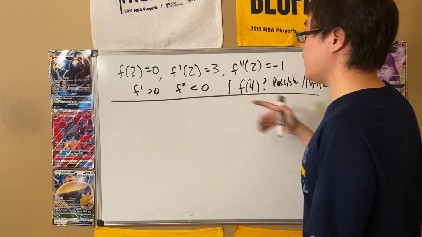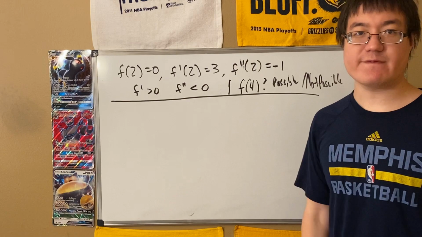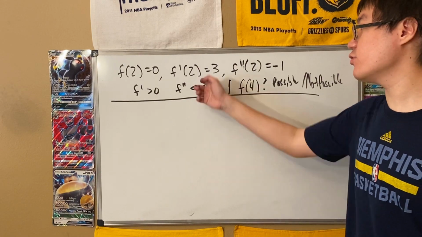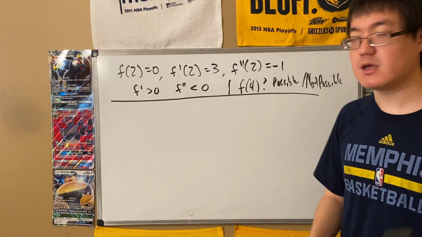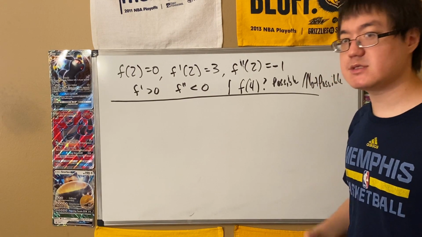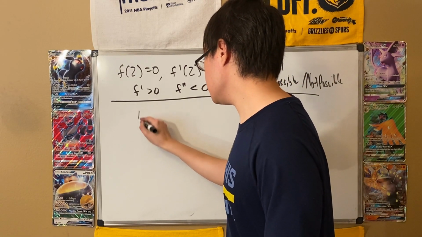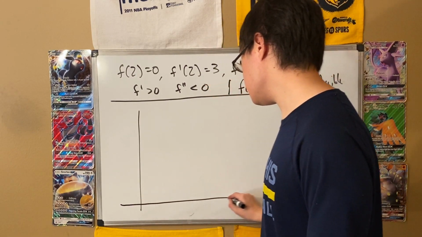So the question is, if f satisfies all these givens, could f of 4 be 7? Could f of 4 be -2? Could f of 4 be 3 itself, 0, -1, whatever? So that's what we're going to try to determine. And again, the best way, in my opinion, to do these is to try to draw a picture. So let's try to draw a picture here.